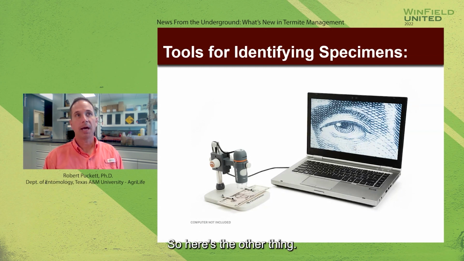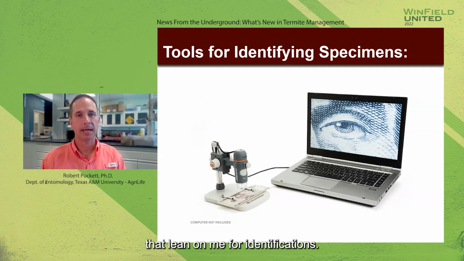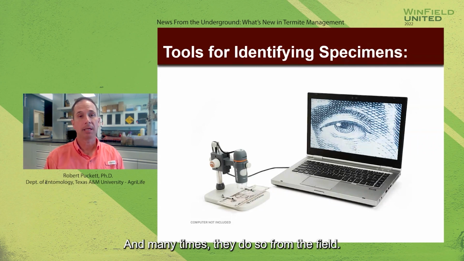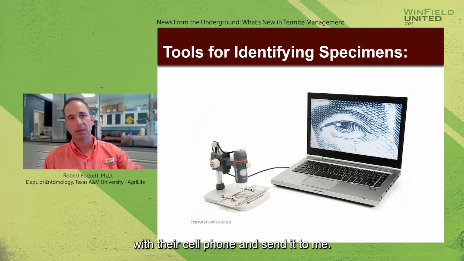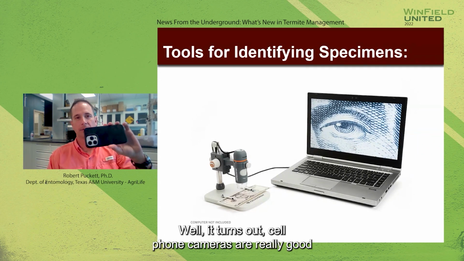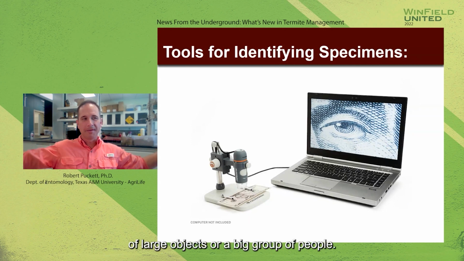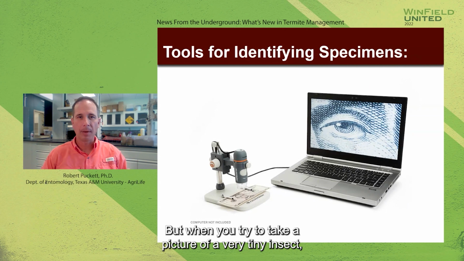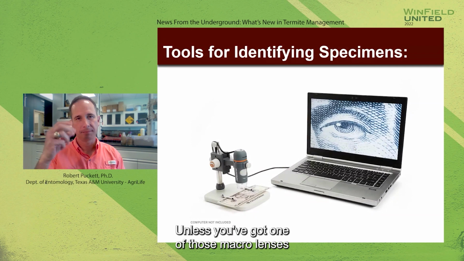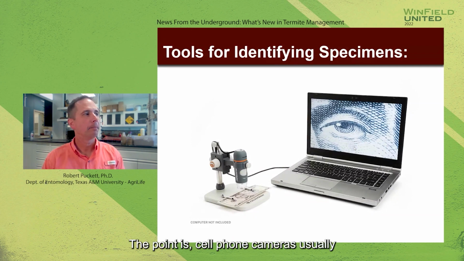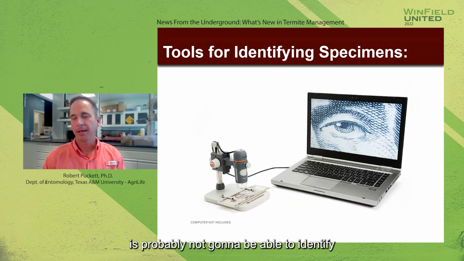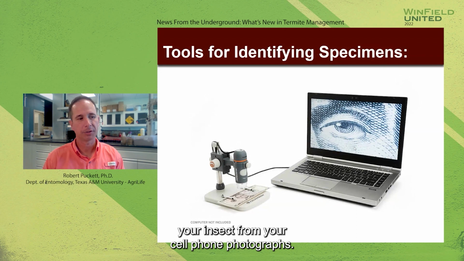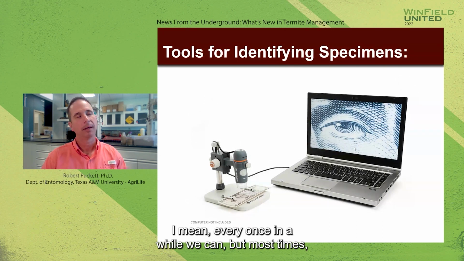So here's the other thing. I have a lot of PMPs from all over the United States that lean on me for identifications. And many times they do so from the field. So they'll take a photograph with their cell phone and send it to me. Well, it turns out cell phone cameras are really good for taking photographs of large objects or a big group of people. But when you try to take a picture of a very tiny insect, that's where they fail. Unless you've got one of those macro lenses you can screw onto them. But the point is, cell phone cameras usually don't take very good photographs of small insects, and whoever you send them to is probably not going to be able to identify your insect from your cell phone photographs. I mean, every once in a while we can, but most times, we just need the specimen.